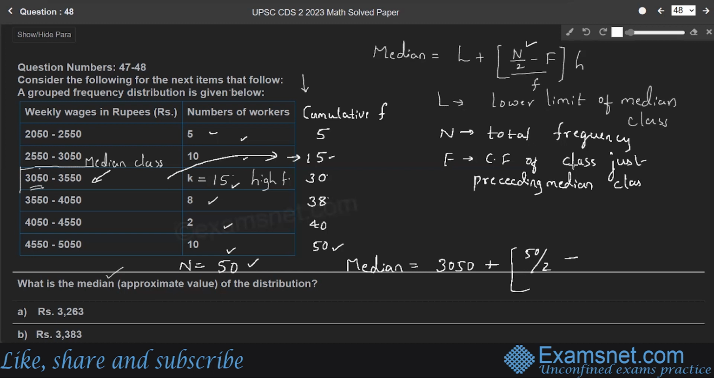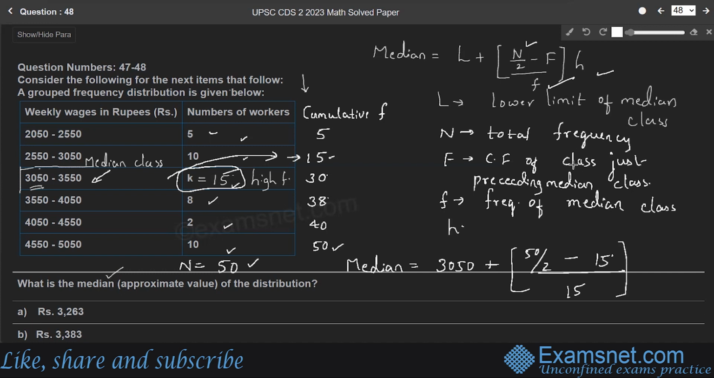Preceding median class. Previous to median class, the cumulative frequency is 15. So we'll write capital F as 15 divided by small f. Small f is nothing but the frequency of the median class. So the median class frequency is the value of k, which is 15. Right? Small f is the frequency of the median class, into h.